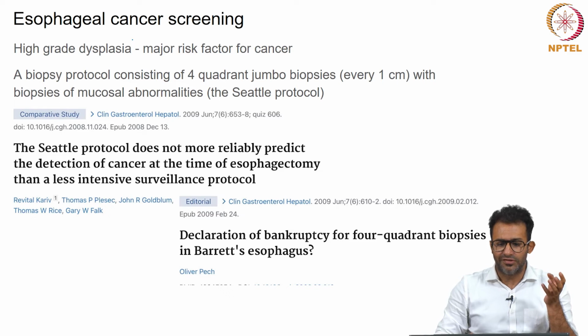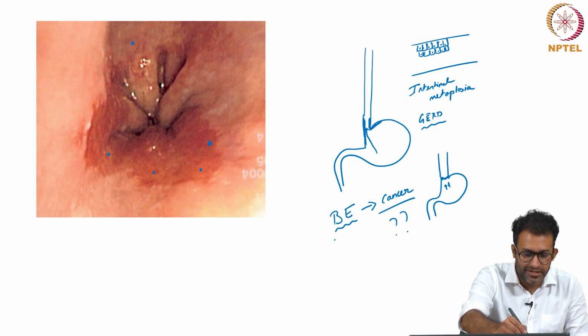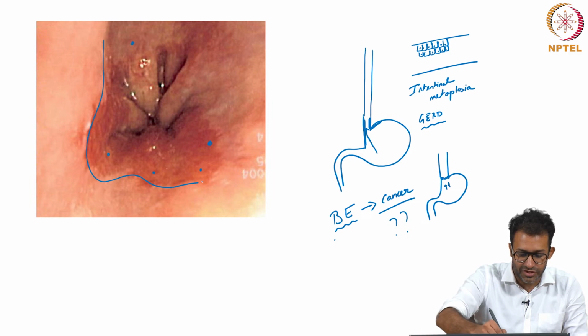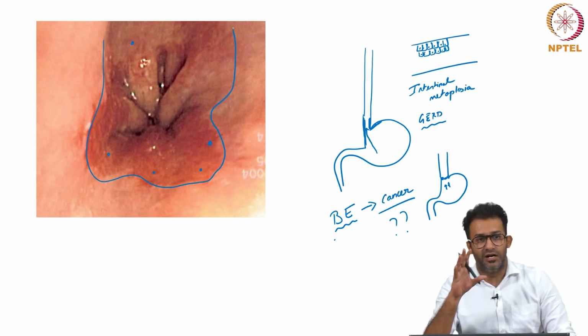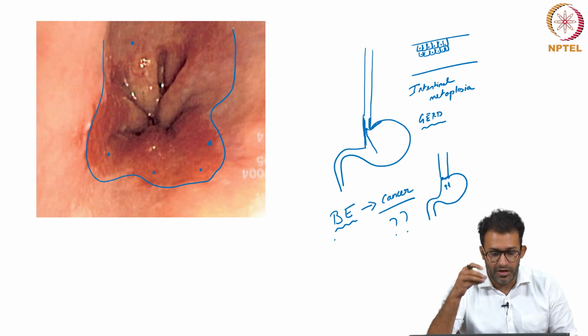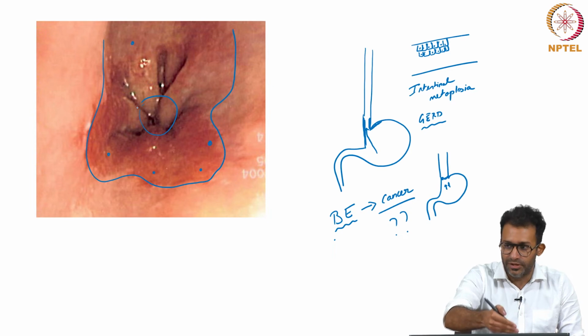The Seattle protocol consists of four-quadrant jumbo biopsies every 1 centimeter, with biopsies of mucosal abnormalities. For example, this entire demarcated area with the color change is the Barrett's esophagus area. If you look at it under the microscope, it resembles how the stomach would be inside. This is the lower esophageal muscle contracting, which prevents the reflux, but this muscle complex has gotten loose and is allowing the acid to come into the esophagus.